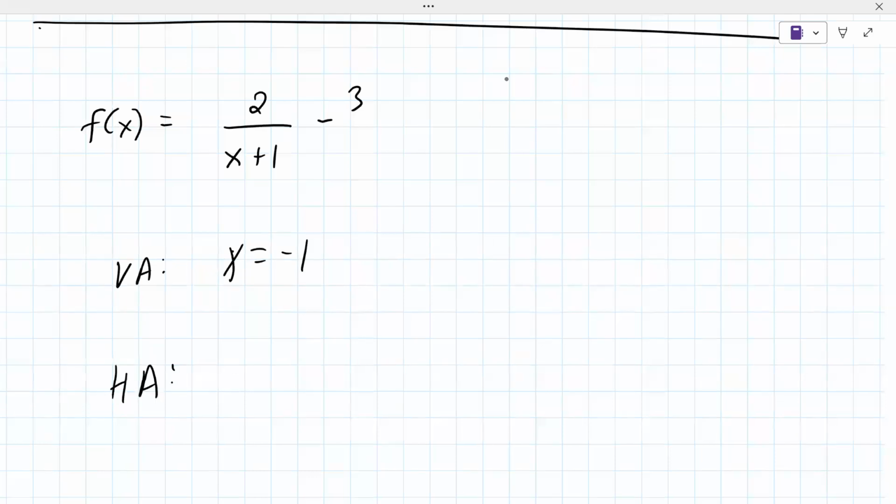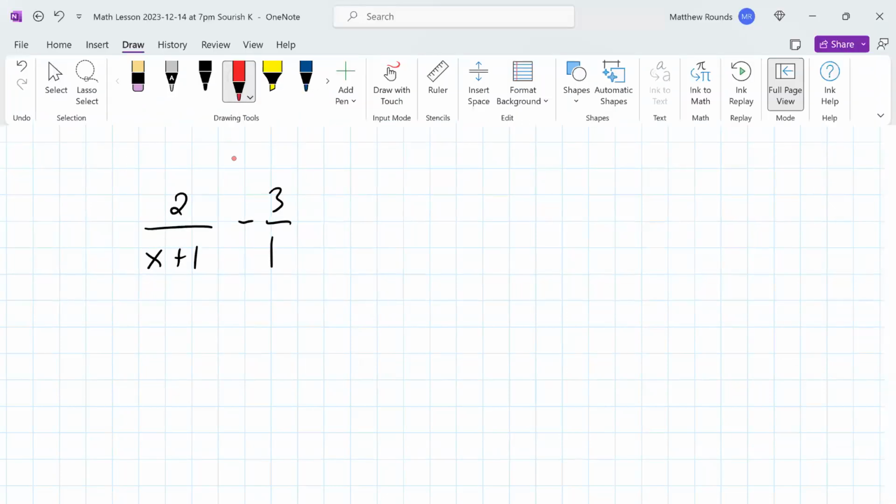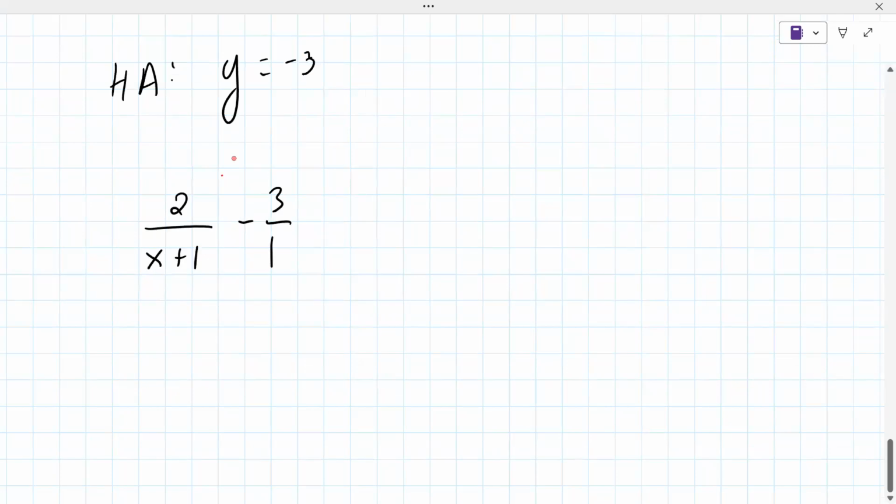How about the horizontal asymptote? It's going to be the coefficient, y equals -3 when it's in this form. Okay, now let's make this into a single fraction. So how do you write the 3 as a fraction? You put 1 over 1. Now what do you multiply the top and the bottom by? x plus 1. Okay, very good.